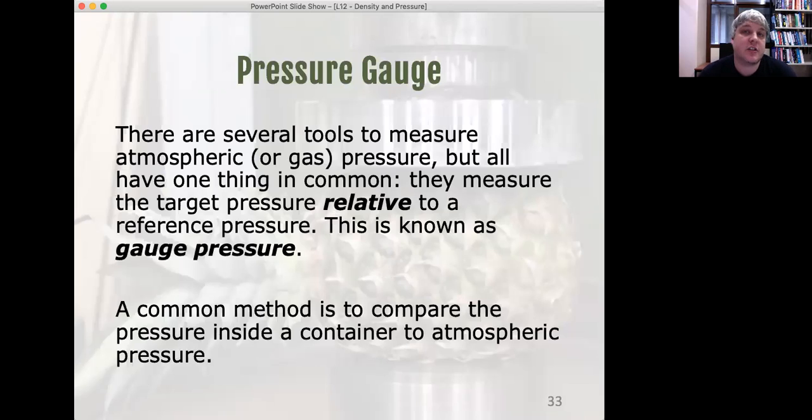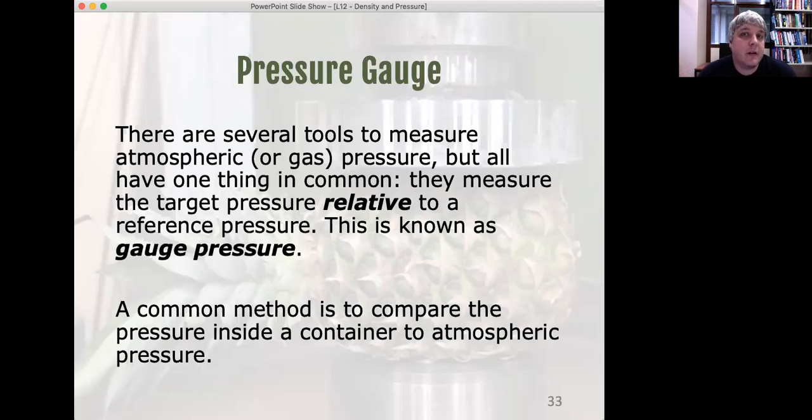A pressure gauge is any device designed to measure pressure, but they all have one thing in common, and that is that they measure the target pressure compared to some reference pressure. That difference between the reference pressure and the target pressure is what we call gauge pressure. So any pressure gauge is a device that measures it, and gauge pressure is the reading that it gives you, but the reading will always be relative to some reference pressure.